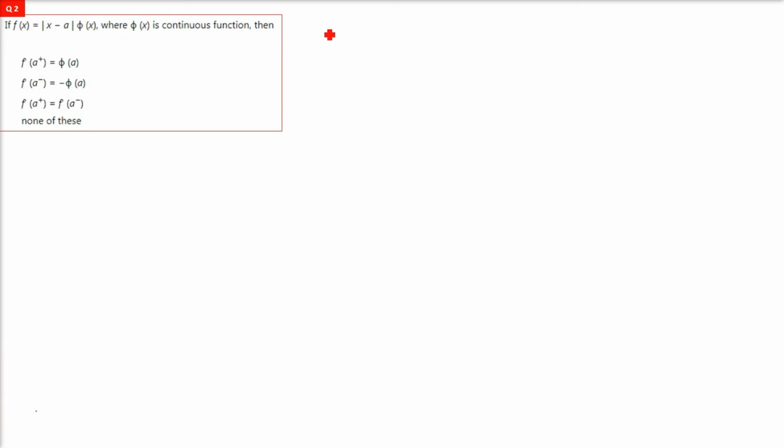Now in this question, we have f(x) is equal to mod (x minus a) times phi(x). Phi(x) is already given in the question to be a continuous function. So which one of these is correct? Because a plus, on any number line, if you are talking about a plus, we are just adding a very small, infinitesimally small number, a plus h, where h tends to 0. And a minus h on the left hand side.